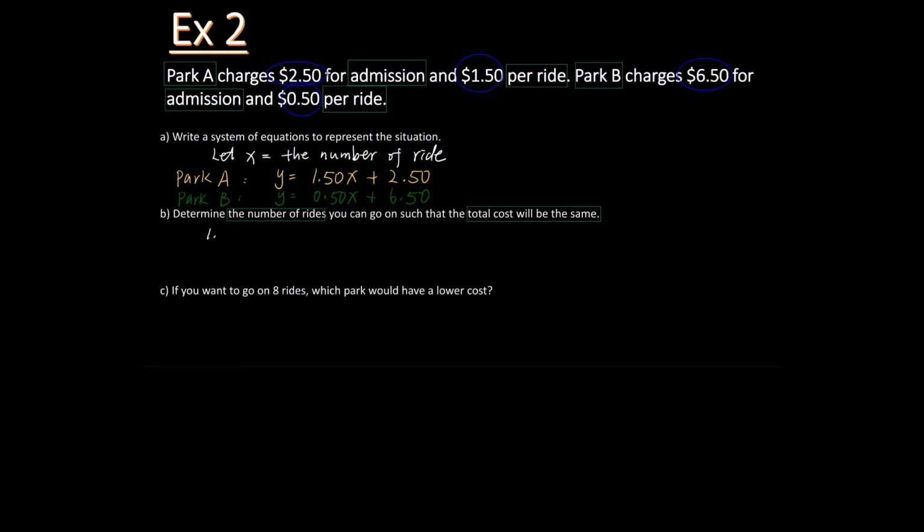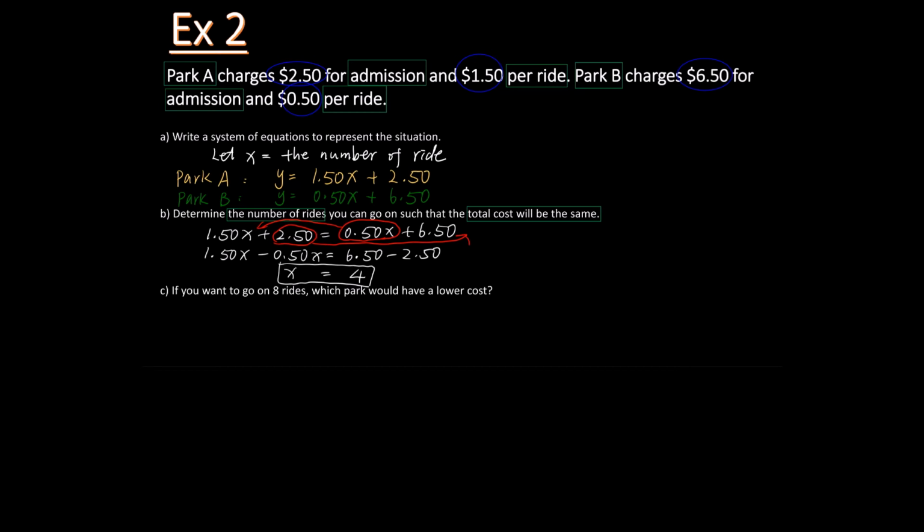So we have 1.50x plus 2.50 equals 0.50x plus 6.50. We put the letters to the left and put the numbers to the right. We have 1.50x minus 0.50x equals 6.50 minus 2.50. Then simplify, we have x equals 4. This means if we have 4 rides, Park A and Park B will charge the same price.